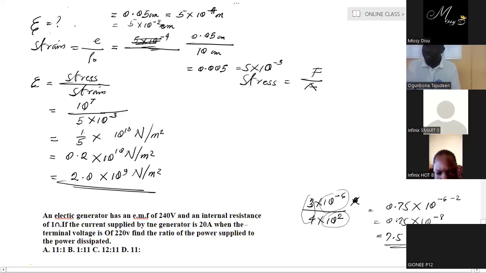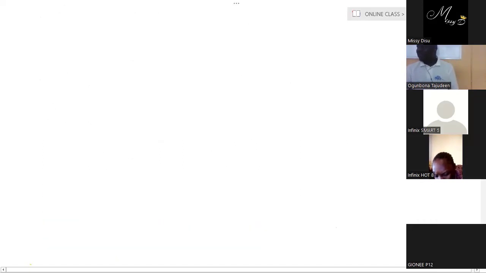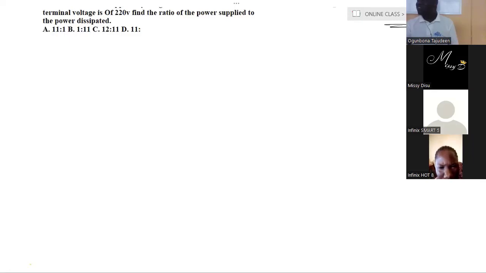Now this one that we did here is 0.2 times 10 raised to power 10. Because we are moving the point forward, we take the power backward by 1. So that will be 2.0 times 10 raised to power 9. I believe that one is clear now. Do you still have an issue on that? Okay, I understand now. That's good. That's why if you are not a good mathematician or a good mathematics student, it might be difficult to get physics, because it's full of mathematics.